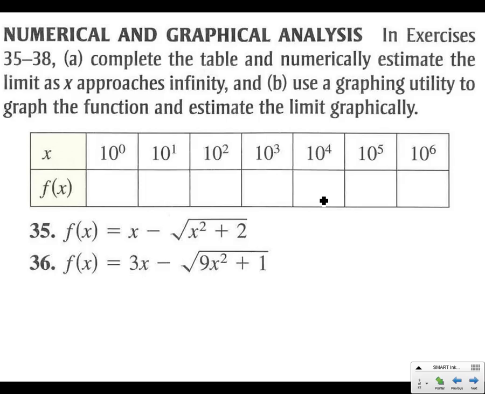For 36, it says let's fill in the graphs here. So for 36, we're going to have 10 to the 0 is just 1. So 3 times 1 minus the square root of 9 times 1 squared plus 1. 3 minus root 10. And so what is that? Let's check on the calculator.